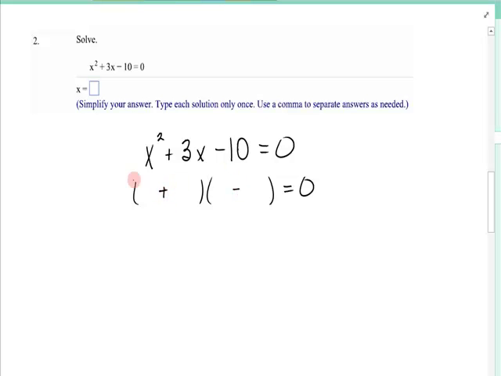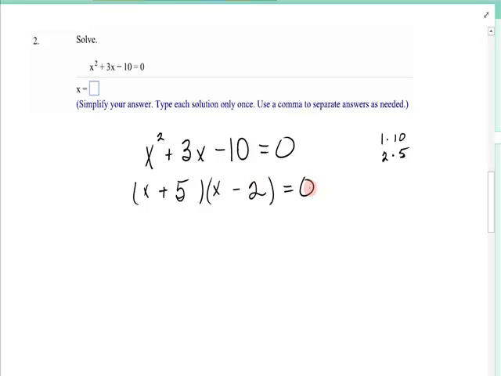That means one of each, x and x. Because one is positive and one is negative, it's going to be the outer and the inner difference is 3. So 10, it's either 1 times 10 or 2 times 5. The difference between 2 and 5 is 3, so that's good. I want the big one to be positive. So those are my factors.